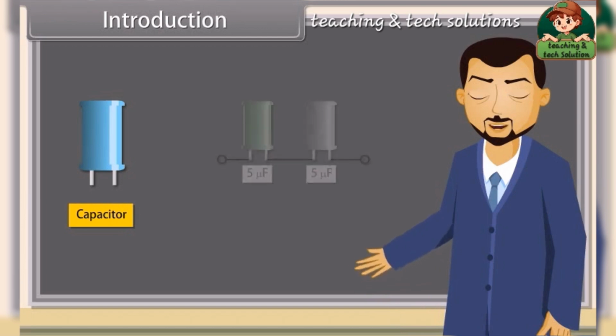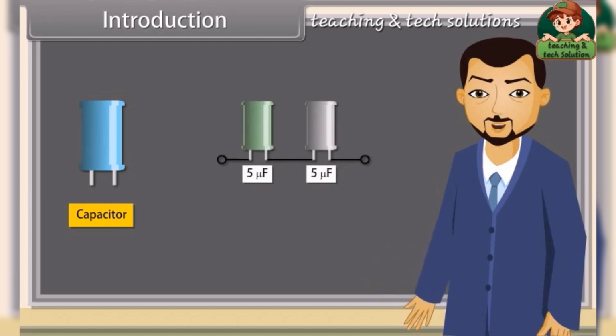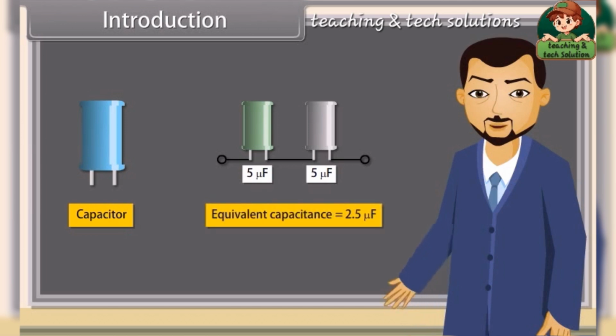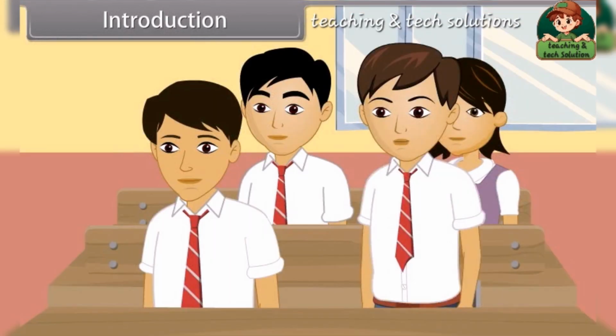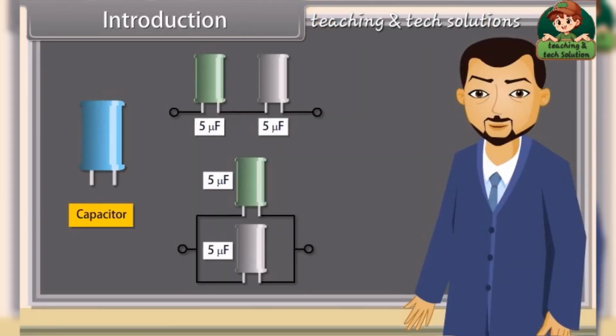Now, I am taking two capacitors of 5 microfarad and making combinations from these. The equivalent capacitance value in this case is 2.5 microfarad. The equivalent capacitance value in this case is 10 microfarad. Sir, how does the value of equivalent capacitance change by making changes in their combination? Good question, Ajay. Let me tell you.